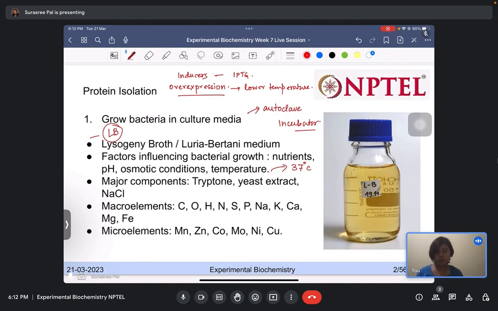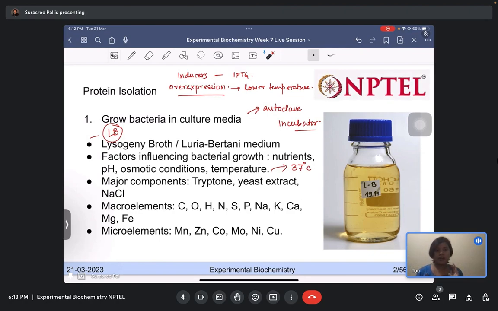So when we are incubating with IPTG, which is an inducer, overnight, we essentially maintain a lower temperature so that the protein remains soluble and the protein is not degraded. So this is how we grow the bacteria in a particular culture medium, and we use this inducer molecule so that the protein of our interest is overexpressed in these bacterial cells.